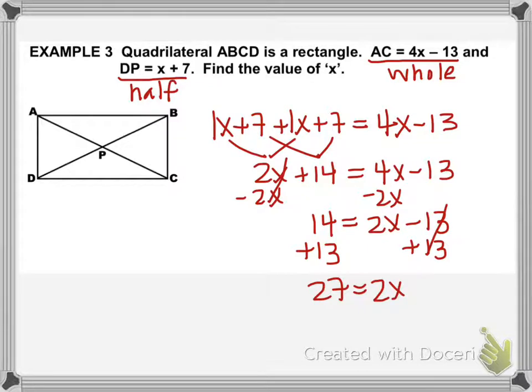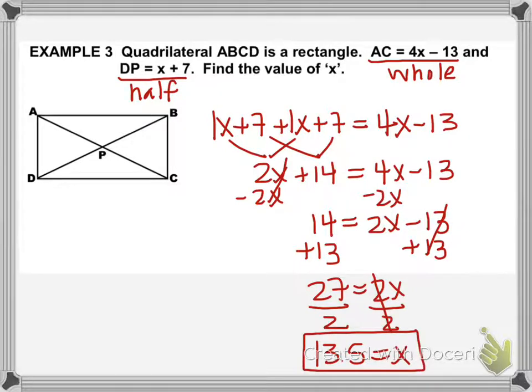And then to get x by itself, we'll divide both sides by 2, and 27 divided by 2 is 13.5 for the value of x. So if you looked, all these examples really had to do with the diagonals being congruent or being half of the whole diagonal. Okay, so just kind of be smart with how you set up the equation. It needs to make sense.